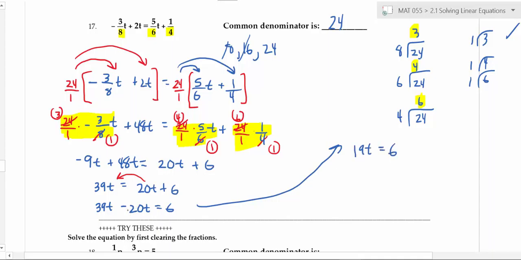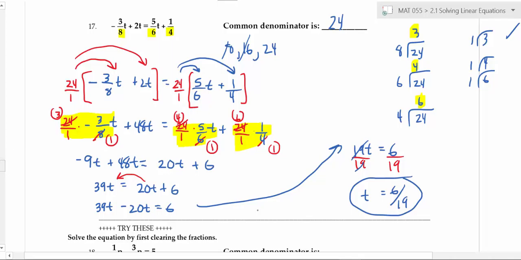All right, when that gets moved like that, I can divide both sides by 19. Then I'll have a fraction answer, which is totally cool. So I get t is equal to 6 over 19. All right, so that is the solution to the problem. Problem done. Okay, so you've gotten rid of your fraction.